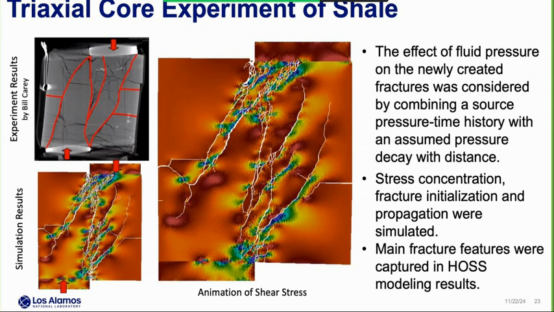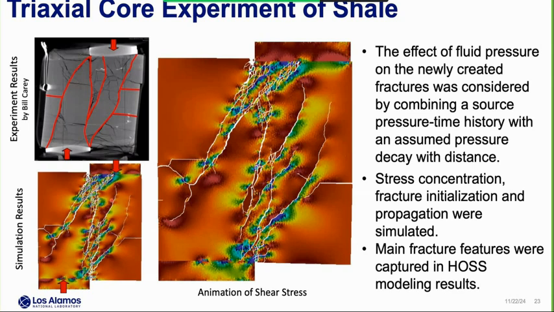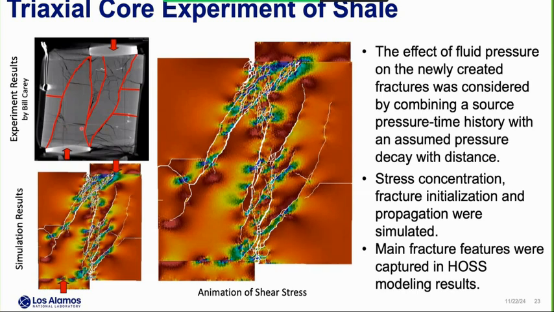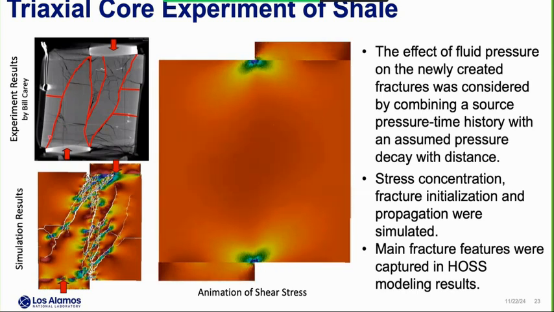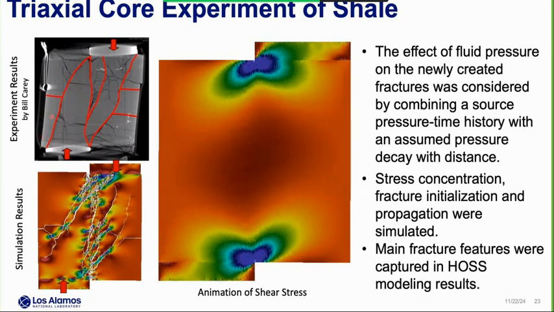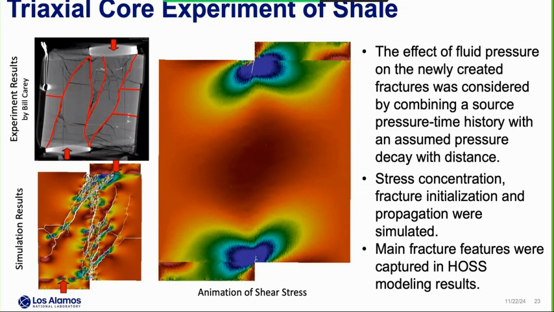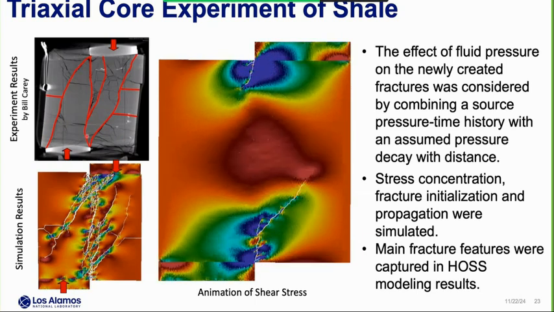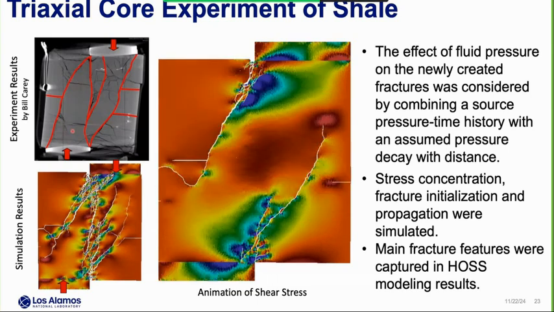And this bottom left picture shows our final simulation results. This one shows the final fracture patterns. And the top left picture shows the experimental results. Here, I highlighted the main fracture patterns in red. And comparing our simulation results against the experimental results, we can see that our simulation results captured the main fracture patterns seen in the experimental results in this case.